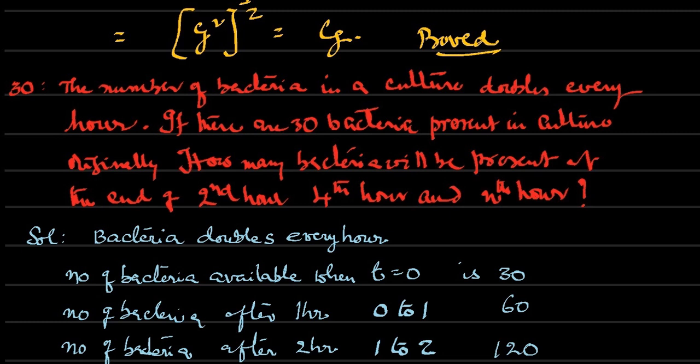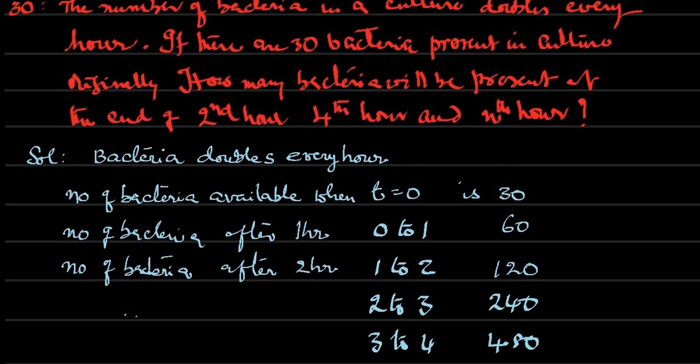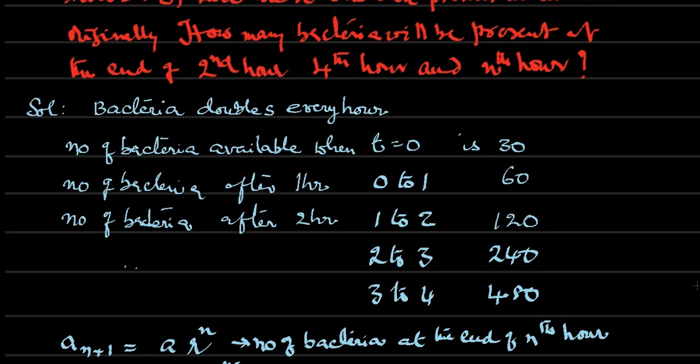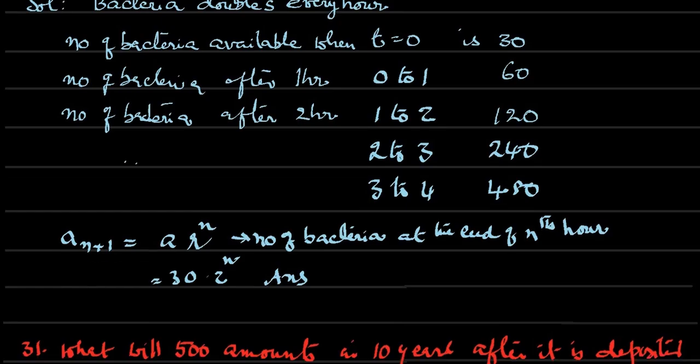The number of bacteria in a culture doubles every hour. If there are 30 bacteria present in the culture originally, how many bacteria will be present at the end of second hour, fourth hour, and nth hour? It is simple. Bacteria doubles every hour. So when t is 0, it is 30, 0 to 1 it is 60, 0 to 2 is 120, 2 to 3 is 240, 3 to 4 is 480. That means at the end of fourth hour is 480.